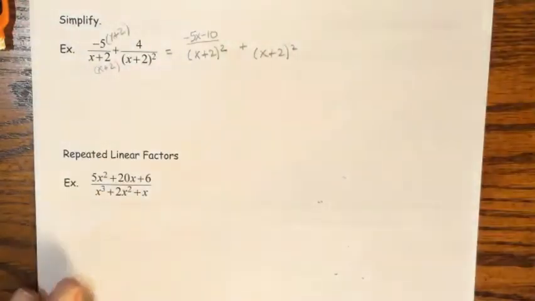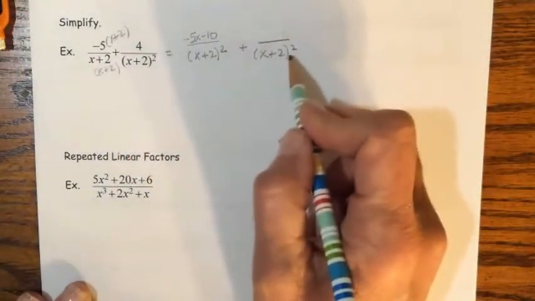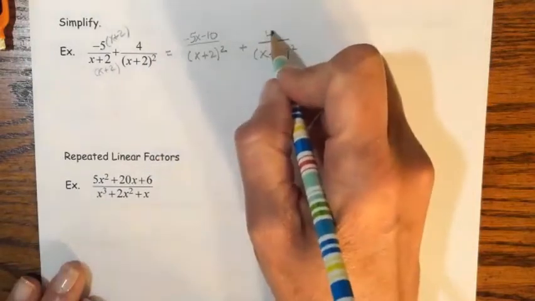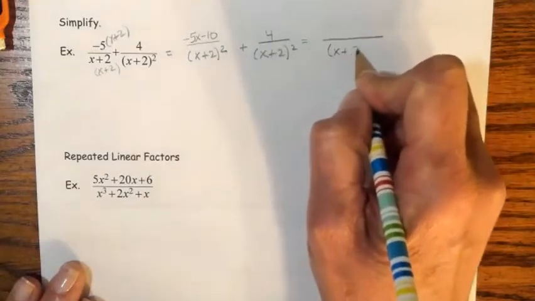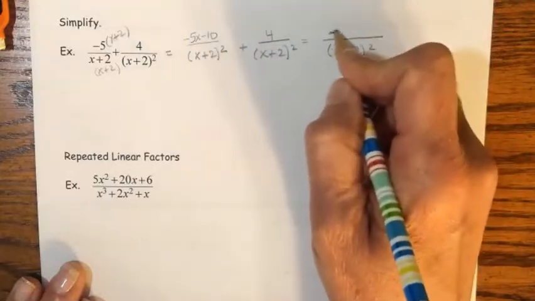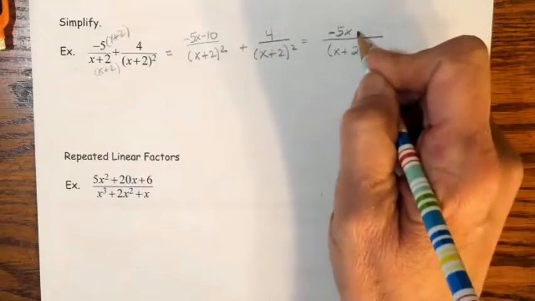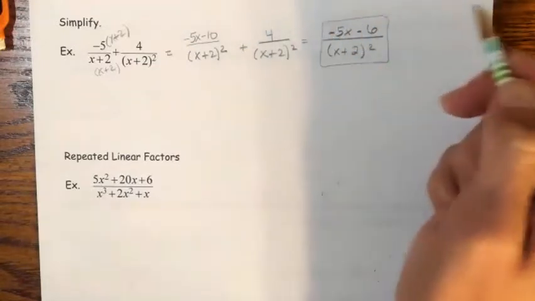And then I look here at x plus 2. This is already the denominator, x plus 2 squared, so this stays the same. And again, when you add fractions, the denominator stays the same, and the numerators we add together. So negative 5x, negative 10 plus 4 is negative 6. So this would be my answer added together.